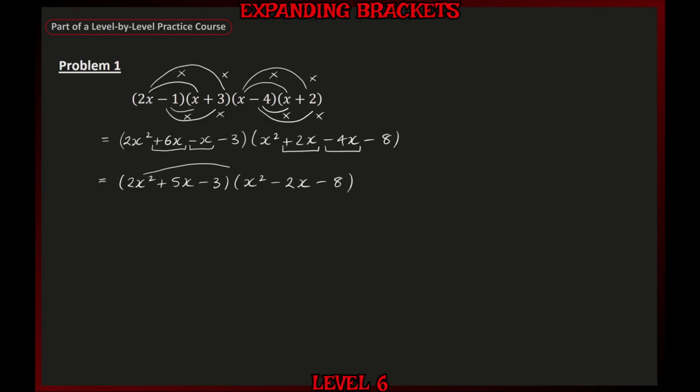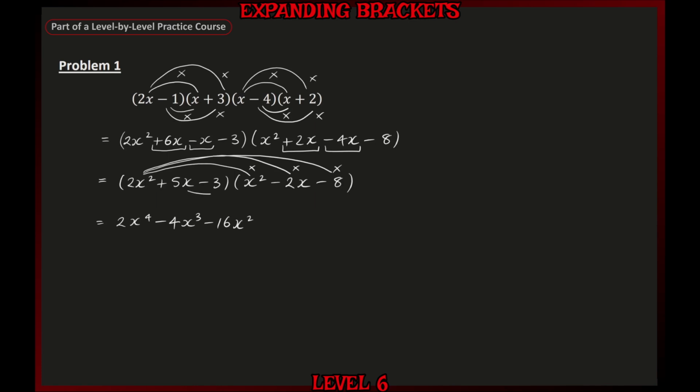So we start by multiplying together 2x squared and x squared, and this gives us 2x to the power of 4. Next we multiply 2x squared by minus 2x. Well, 2 times minus 2 is minus 4, and x squared times x is x cubed. Next we have 2x squared multiplied by minus 8, and this is minus 16x squared.